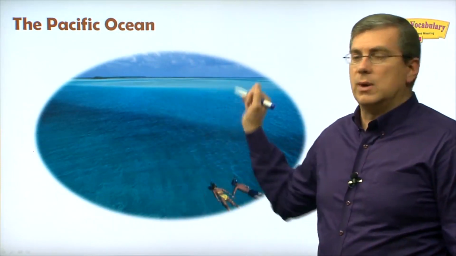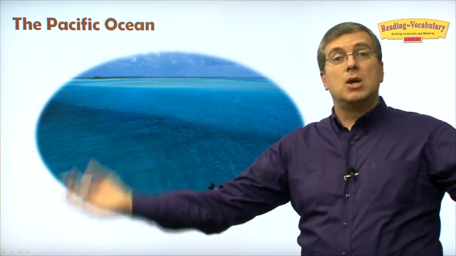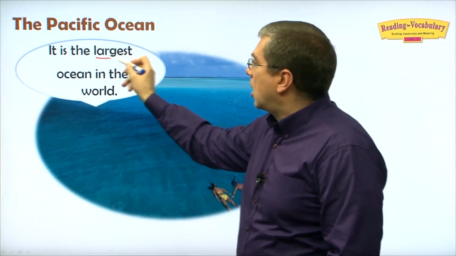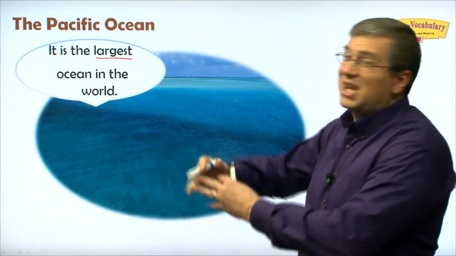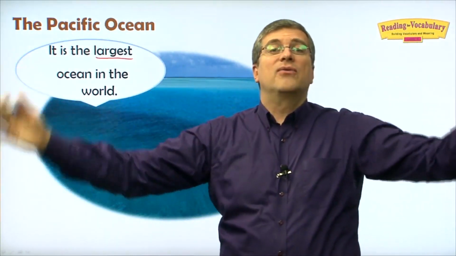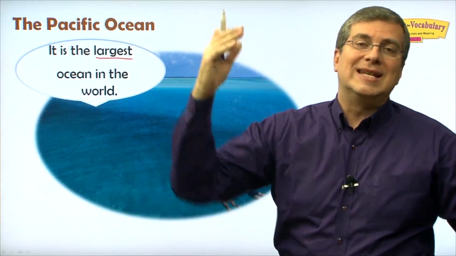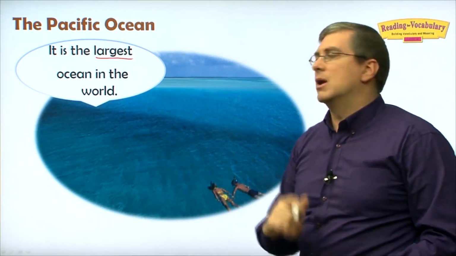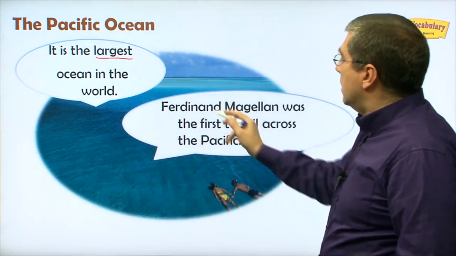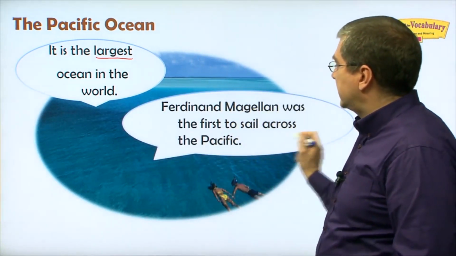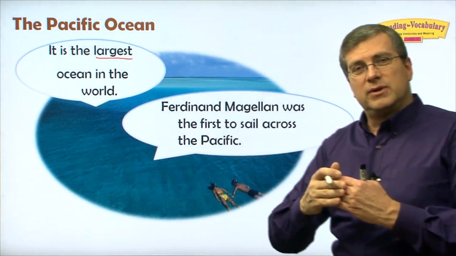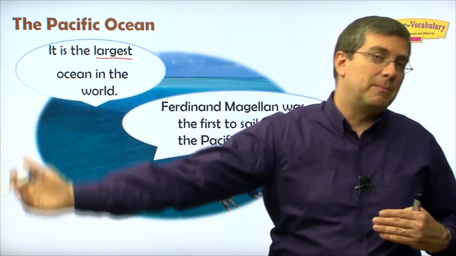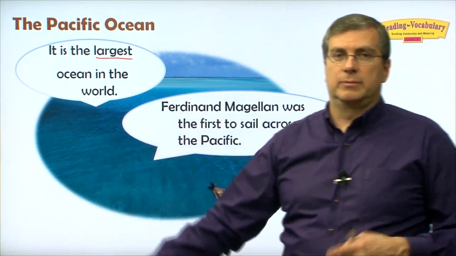Let's review very quickly the Pacific Ocean. What do we know about the Pacific Ocean? Well, first thing we know, it is the largest ocean in the world. It's huge. Half the water on Earth is in the Pacific Ocean. It's very, very big, right? It's a very big ocean. What else do we know? Ferdinand Magellan was the first to sail across the Pacific. He was the first explorer to sail across the Pacific. Unfortunately, he didn't make it back home, but he sailed across the Pacific.